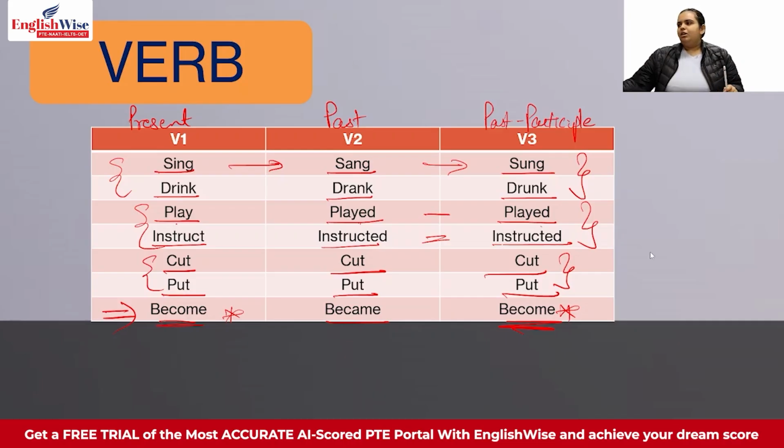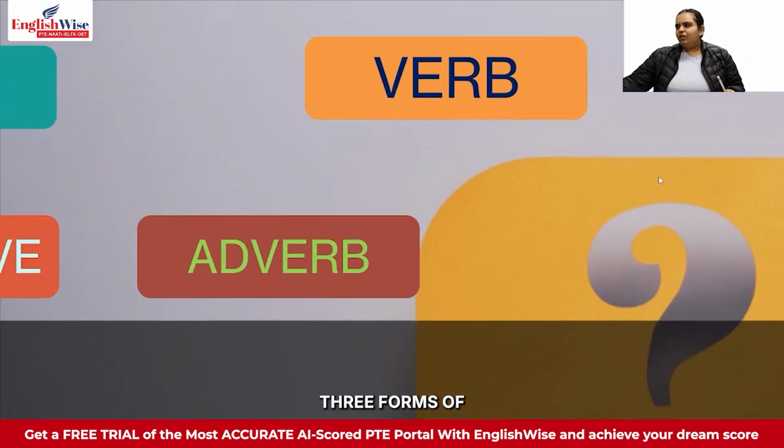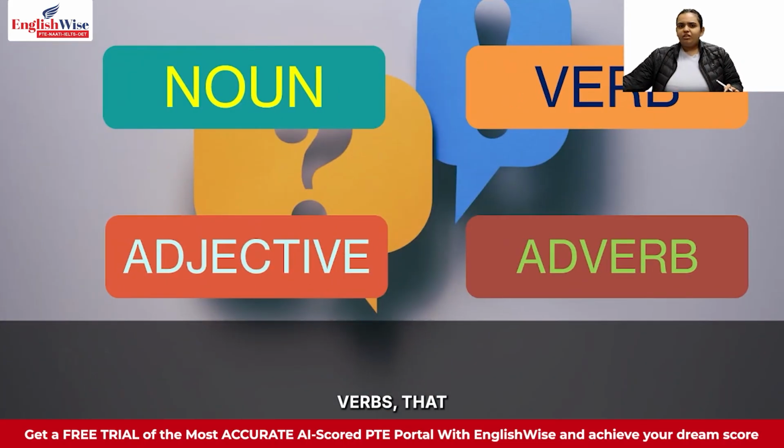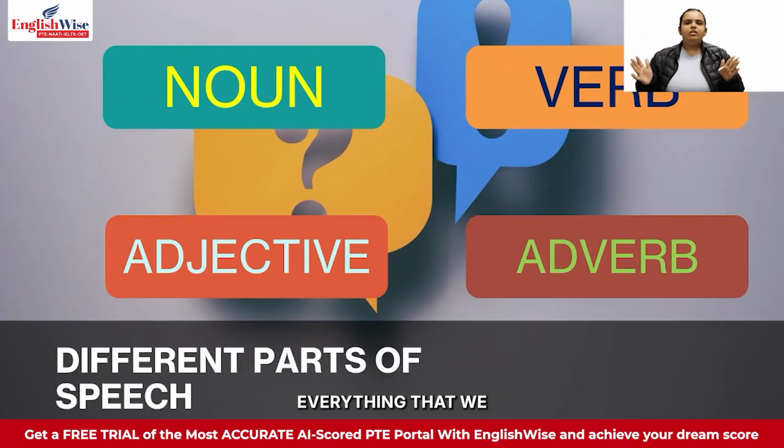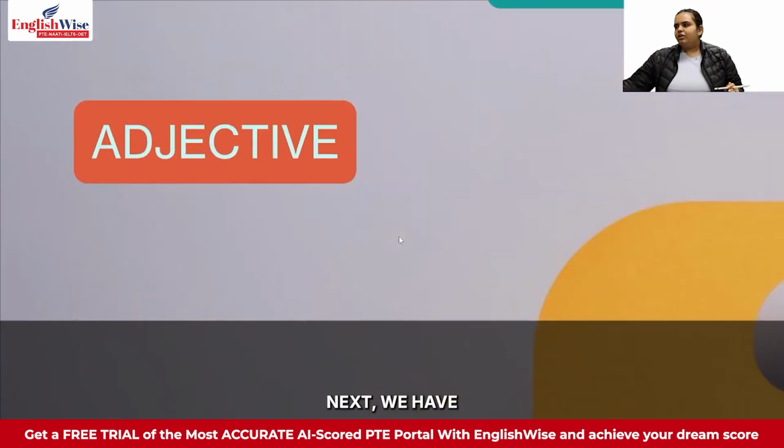Now once we are clear with the three forms of verbs, that summarizes everything that we need to know about verbs. The first thing is that they are action words, they represent actions, and then there are three forms, that is V1, V2, V3, that is present or the base form of verb, past form or past participle form respectively. And the identification is that whenever you have a word and you can add ed and ing after that word, it becomes a verb.